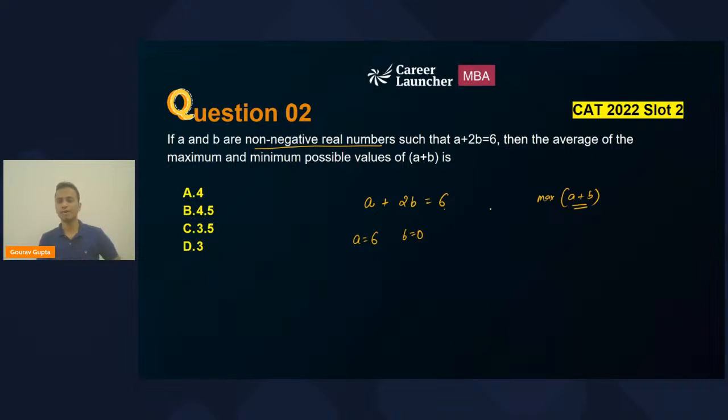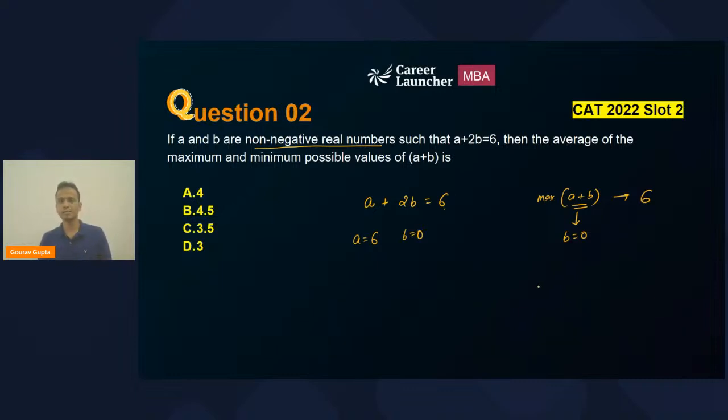So if I want to find out the maximum value of A plus B, I will make this expression completely dependent on A by substituting the value of B as 0. So once I have made the value of B as 0, I'll get the value of A as 6, and hence the maximum value of A plus B is equal to 6.